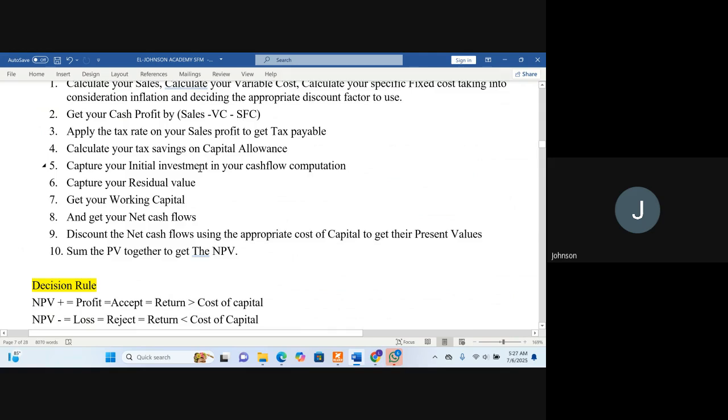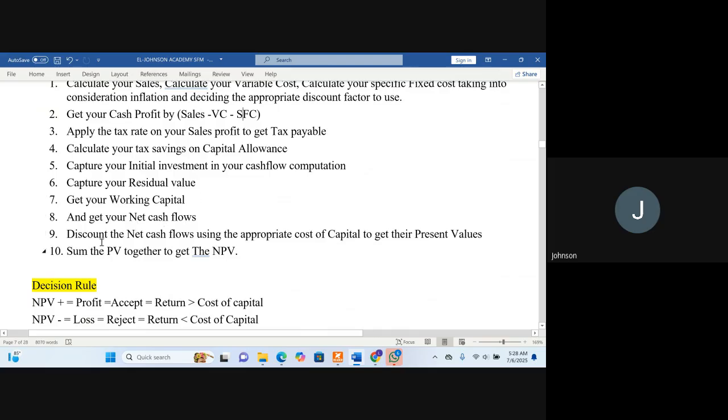Then also capture the residual value. You know, they told us about the residual value of the stuff. We also check the residual value, tax residual value, or whatever they call it. When we get there, we see it. They also give you your working capital, and you get your net cash flows from all those things. When you have done all those, your plus and minus, you get your net cash flow.